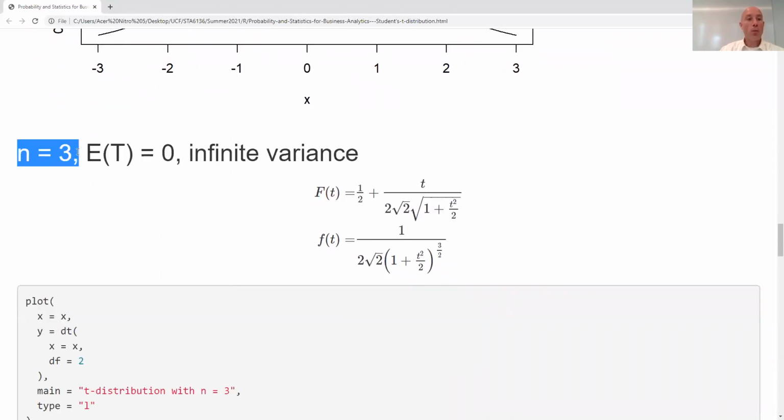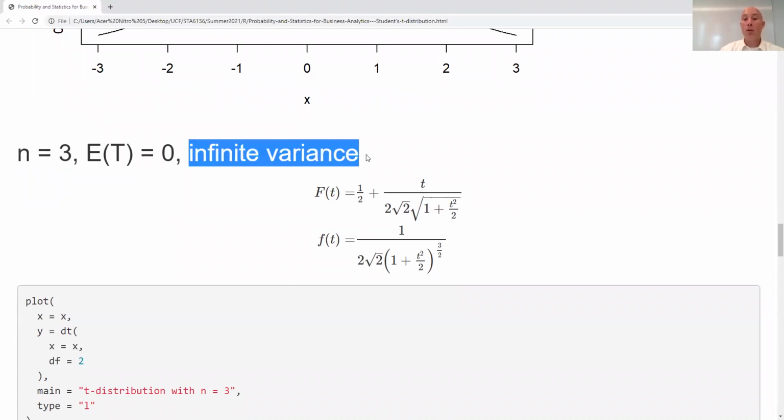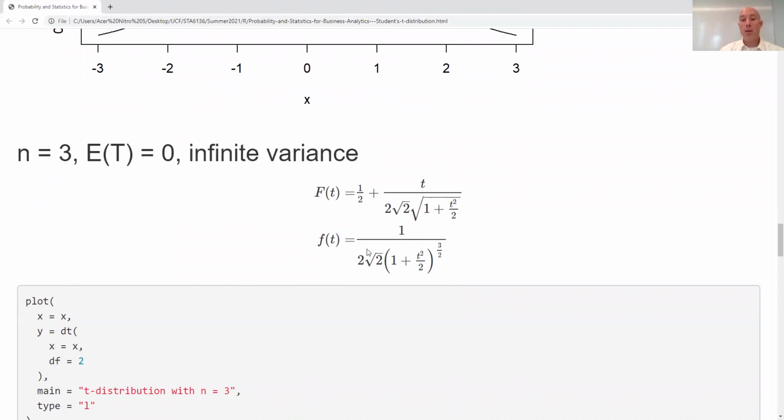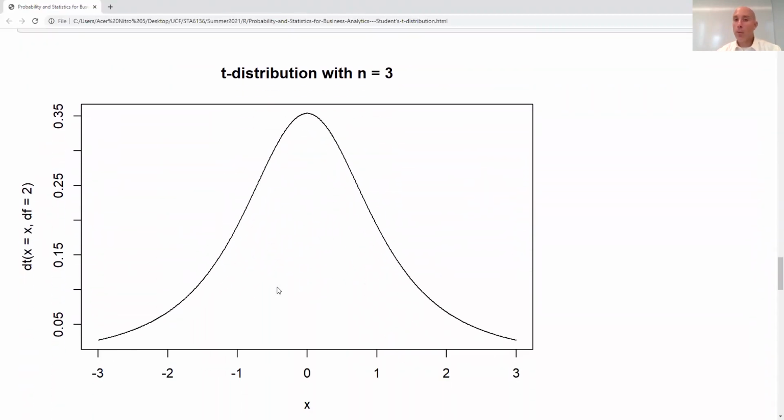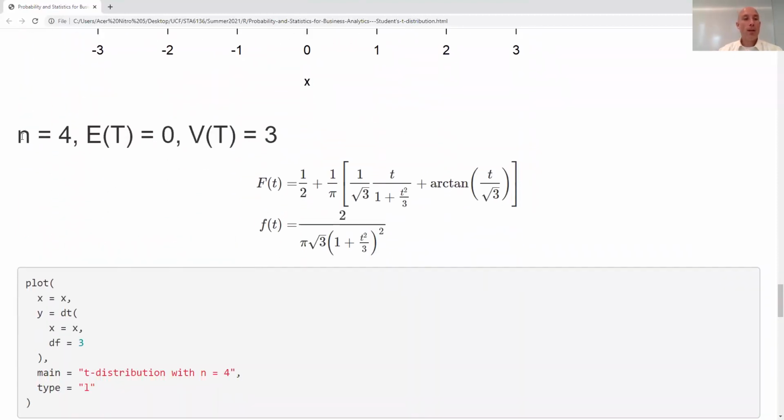Now, if n is equal to 3, now we have an expected value. It's 0, but the variance is still infinite. And here is the distribution, and here's the cumulative distribution. So we still have these beautiful fractions going on. Notice that the gamma functions simplify out for us, though. And here it looks a little bit more like a bell curve or standard normal, but it's still got heavier tails.